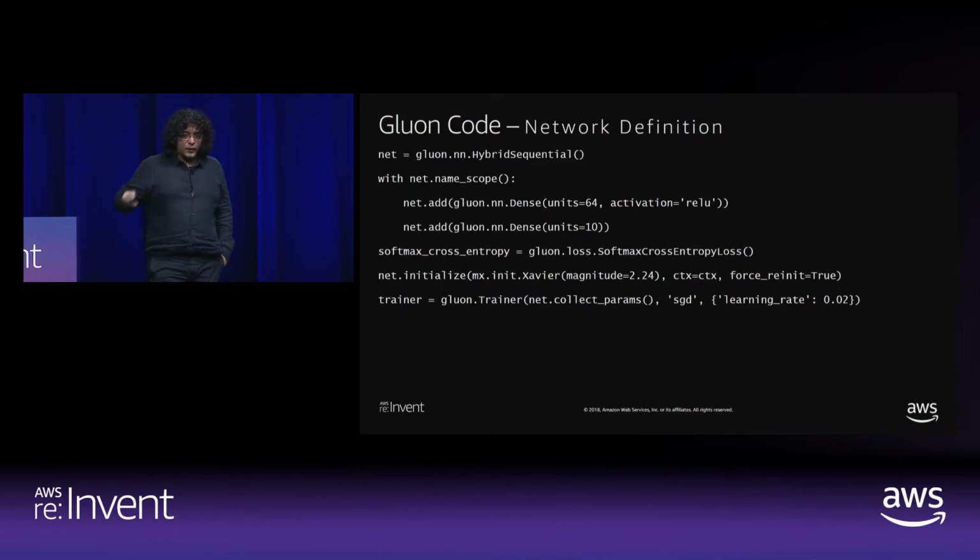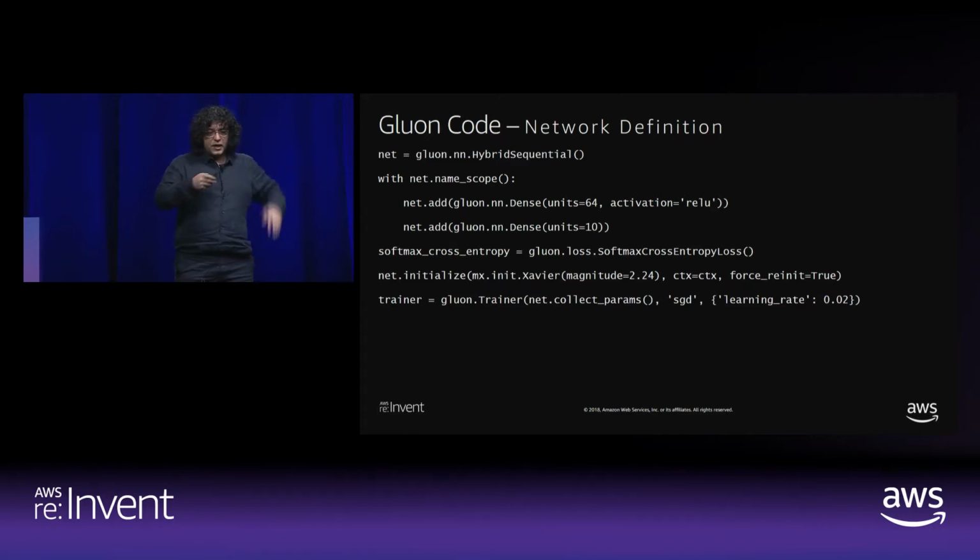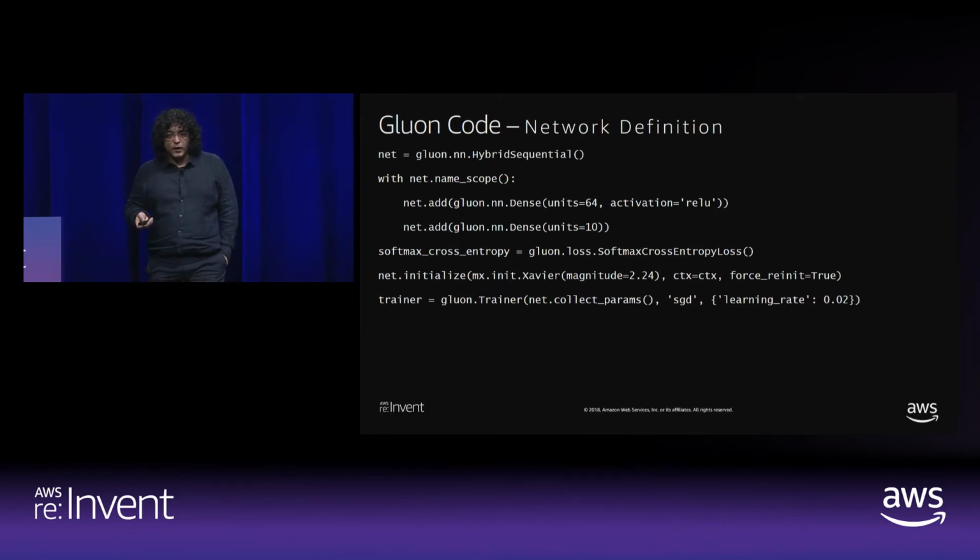This is basically how the code looks like. That would be very familiar to the PyTorch guys in here. So I am building here a network. It's a hybrid sequential network. That means I'm stacking layers sequentially, but I can hybridize it in order to make it symbolic. And then I'm adding a dense layer, a fully connected layer, 64 nodes. Activation is ReLU.